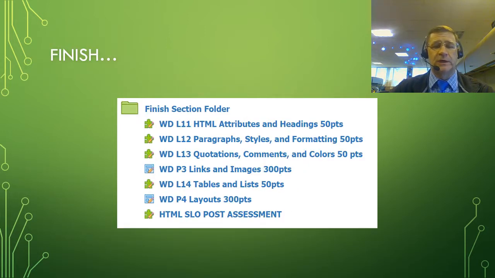And the finish folder, obviously, you can see these. We're going to get into some more in-depth attributes and headings, paragraph styles and formats, quotes, comments, and colors. And then we're going to work on some hyperlinks and inserting images into an HTML document, tables and lists. And then the layout is going to be, I think, kind of like a final project. That's 300 points. And then there's that SLO post assessment. So we're going to do 3 separate assessments. You're all going to get 100% on them. Okay, so just try your best.